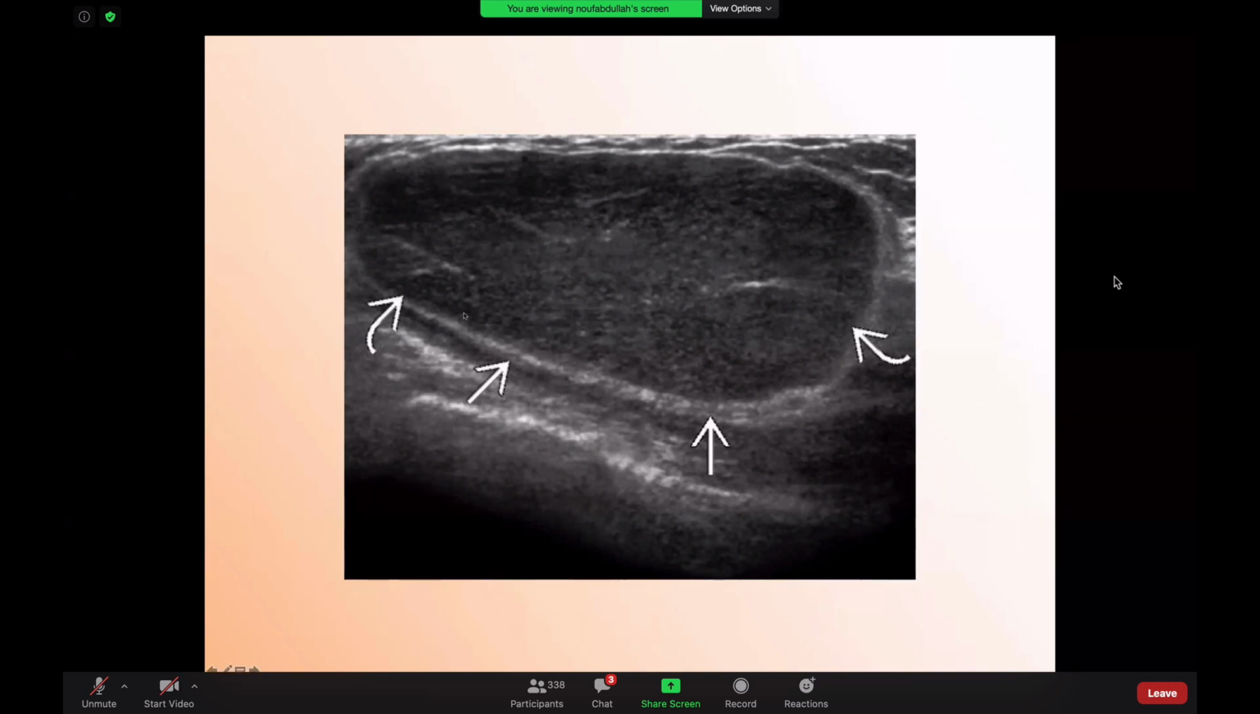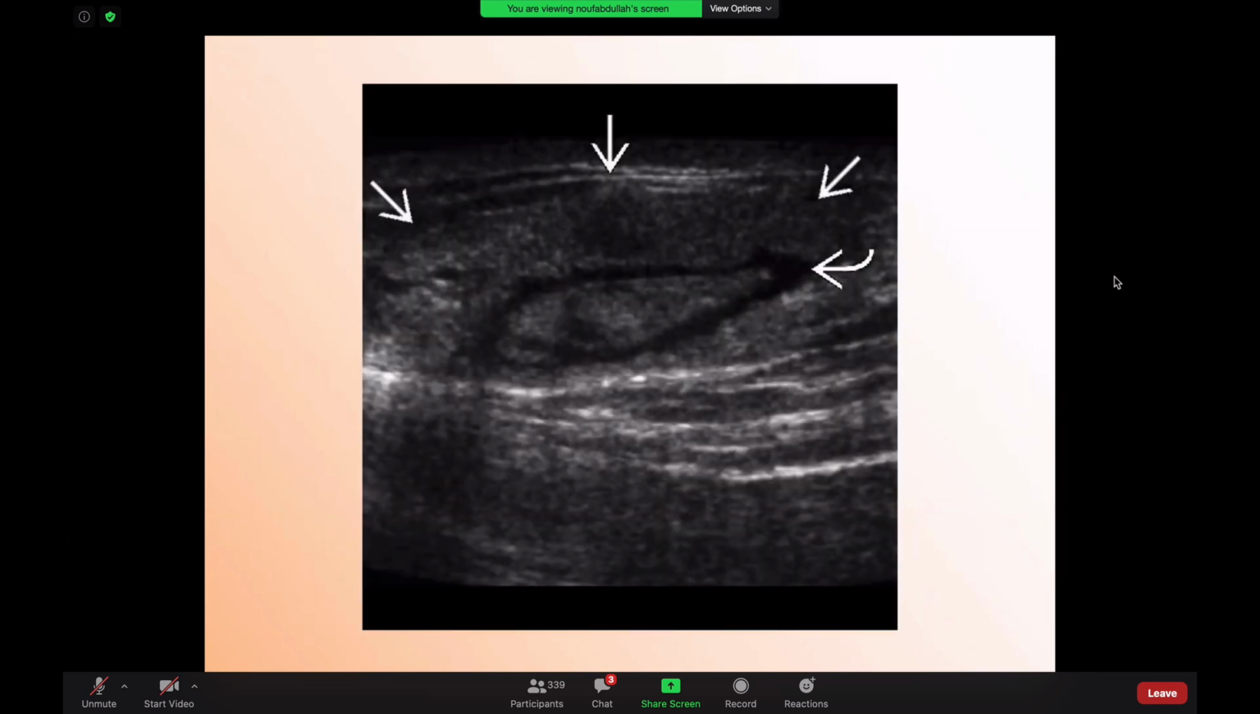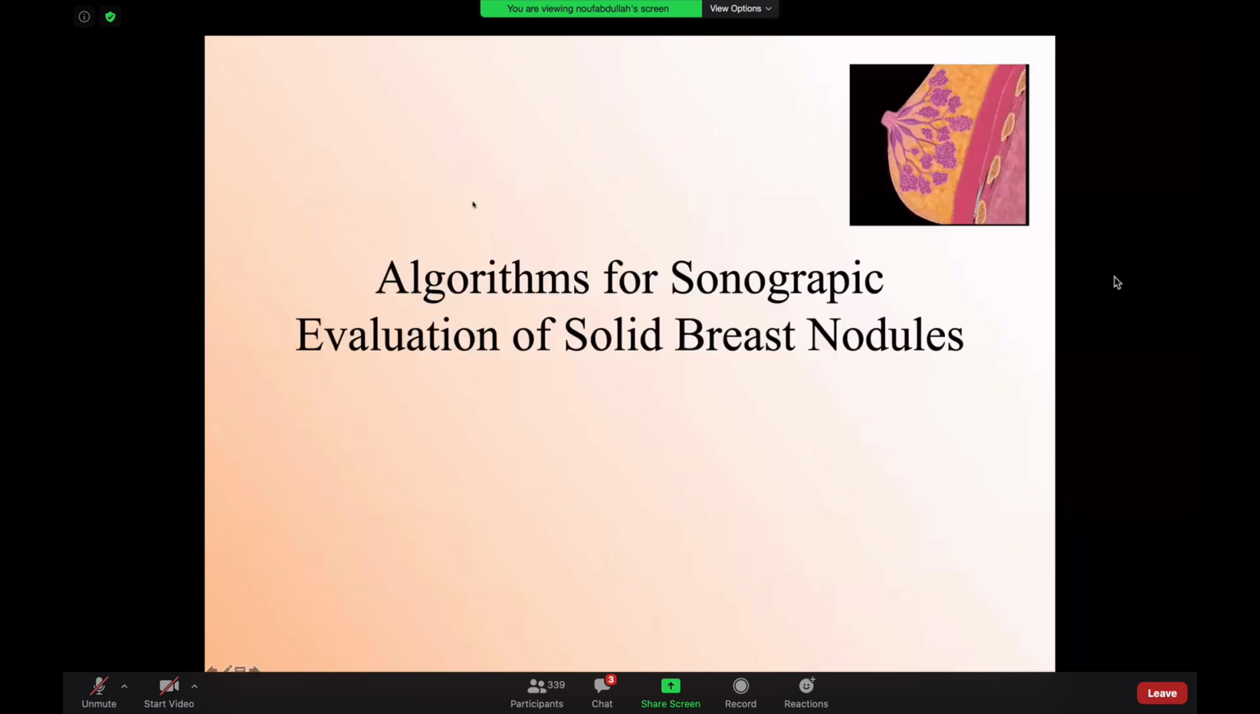You will characterize it as a BI-RADS 3, and you will advise for a follow-up in 6 months. Another lesion, very well defined, thin echogenic capsule. This is BI-RADS 3 for follow-up.